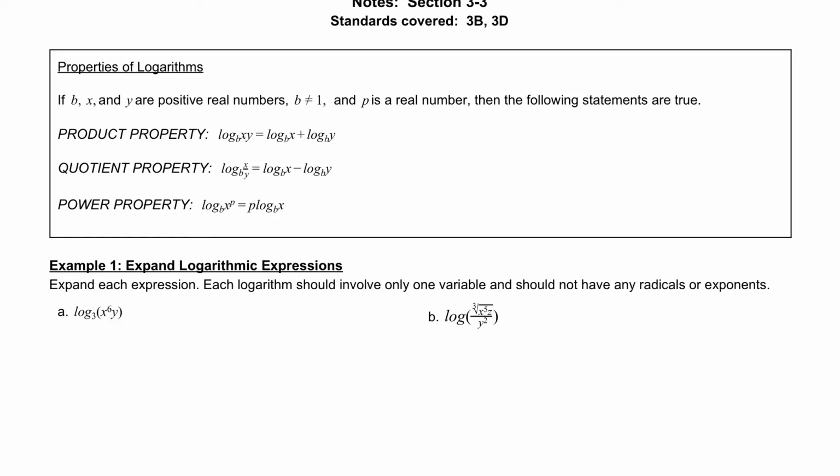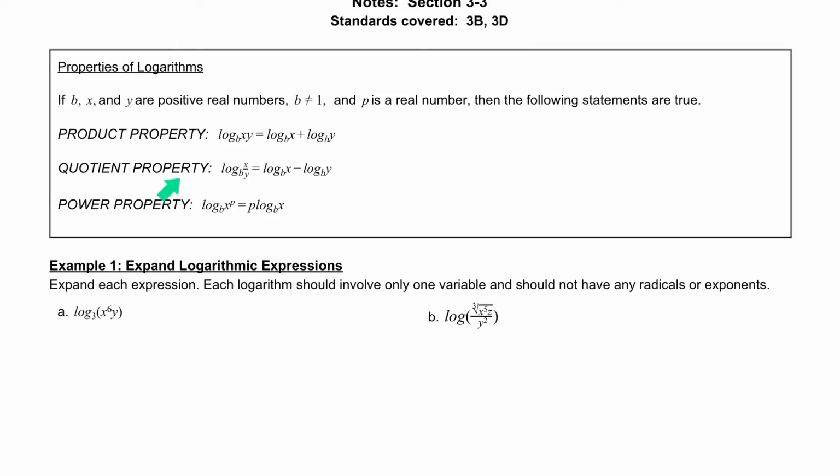In this section, we're going to talk about the properties of logs. The first property that we have is the product property, and that says if we have the log base b of x times y, we can break that up into two logs that are being added together. So we could break it up as the log base b of x plus the log base b of y.